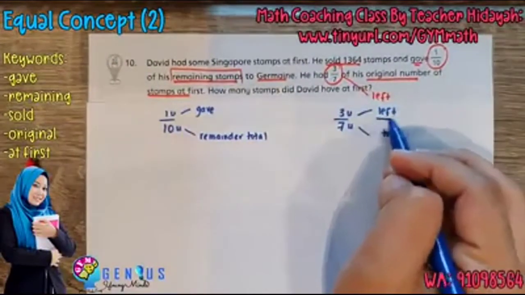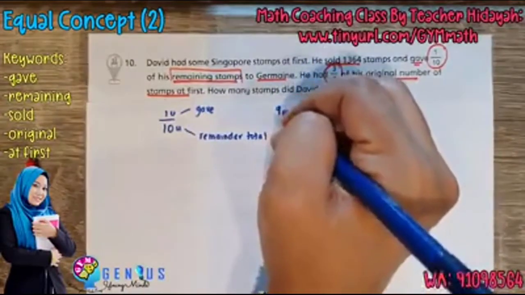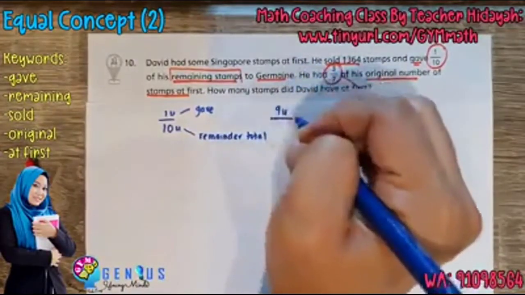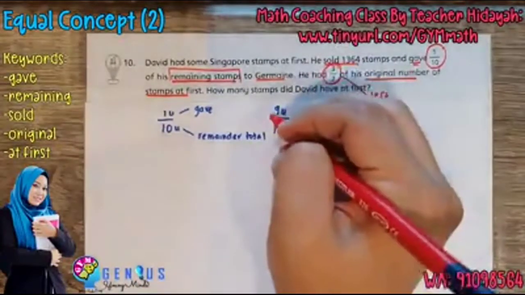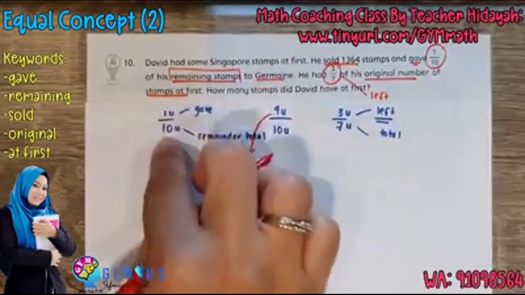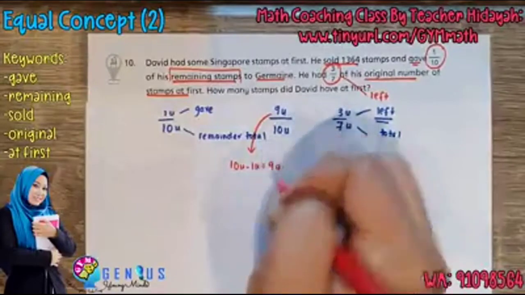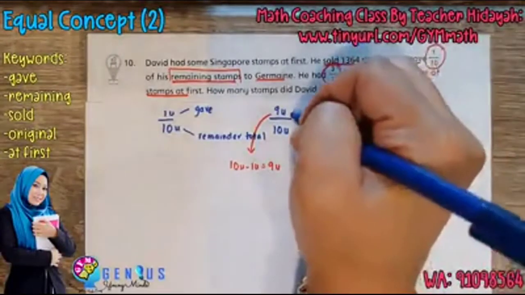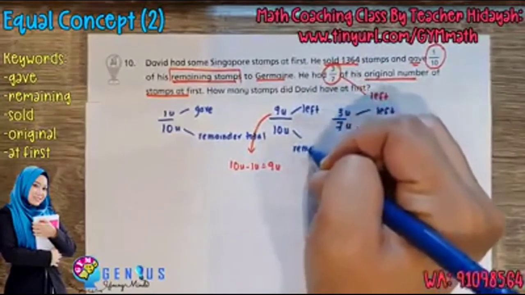So right now I want to focus on my left. This is give. So how much left? I will get 9 units over 10 units. Now how do I get these 9 units? I take 10 minus 1. 10 units minus 1 unit equals 9 units. So this is my left, and this is my remainder total.